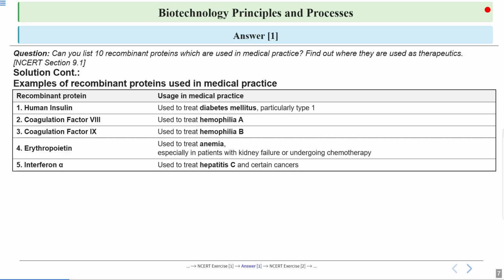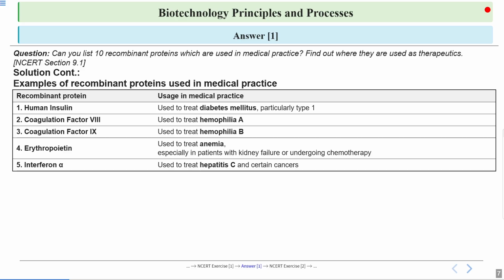Next recombinant protein is coagulation factor 8. Factor 8 is used to treat hemophilia A. Now, a hemophilia patient has a problem with blood clotting when there is a cut or any damage or wound on the skin, right? The blood keeps flowing out because of the absence of coagulation factor 8. Now, with the help of recombinant DNA technology, this protein can be synthesized, right?